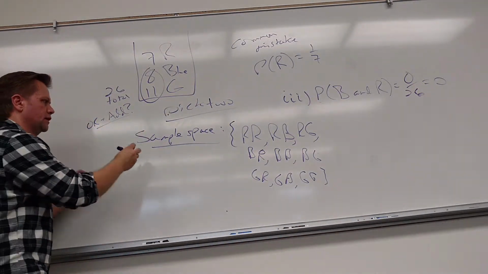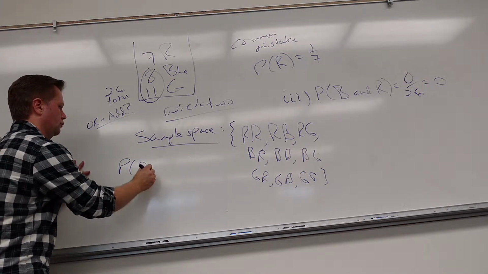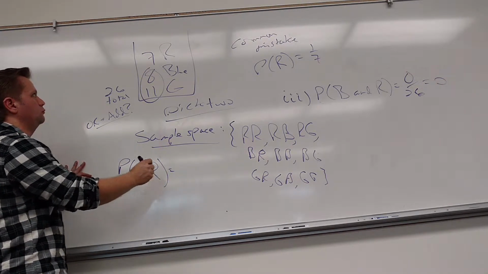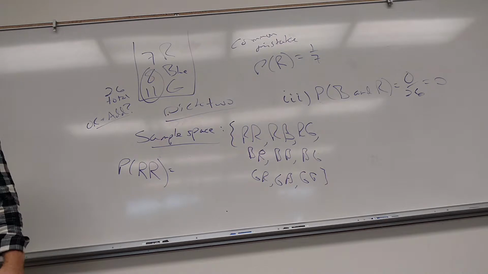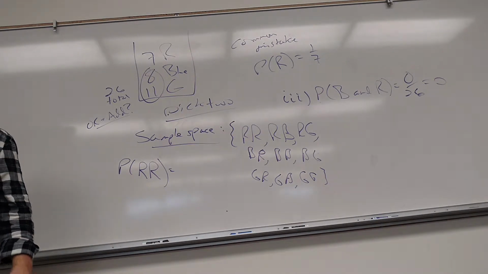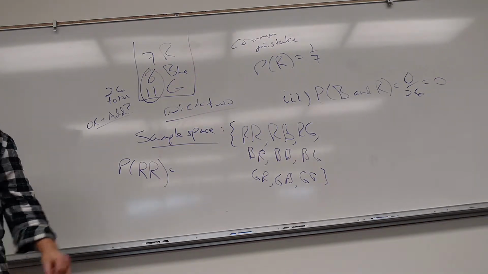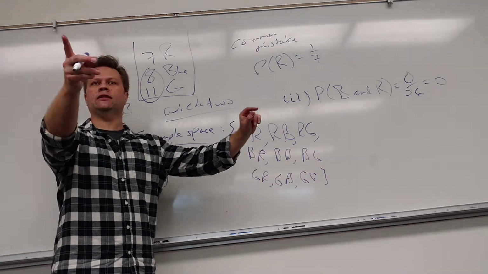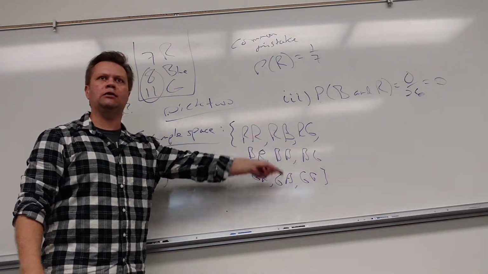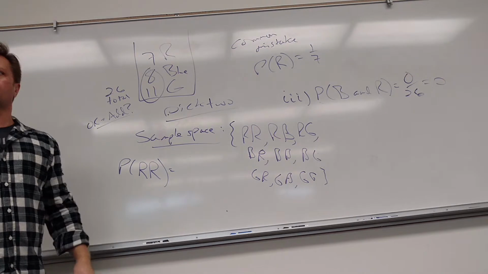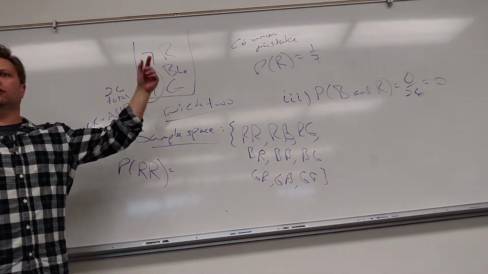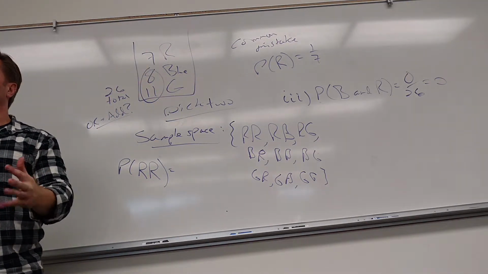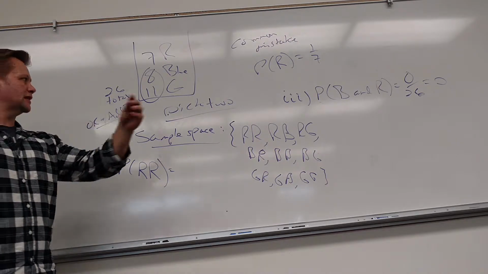But now, let me see if you can get this. If I asked what's the probability of red-red, it is so not 1 out of 9. Are these equally likely? In fact, let me ask you like this: what's the most likely thing to happen in here? Green-green. Why would that be most likely? Because it's got the most chips.